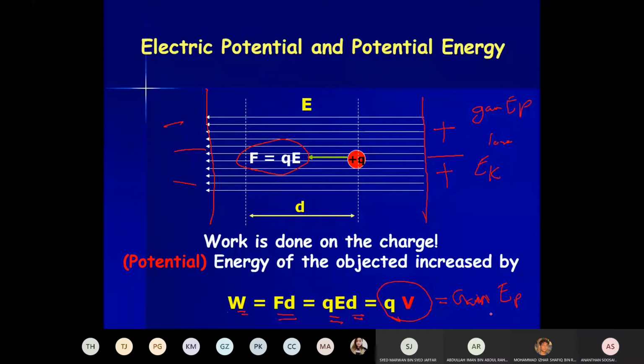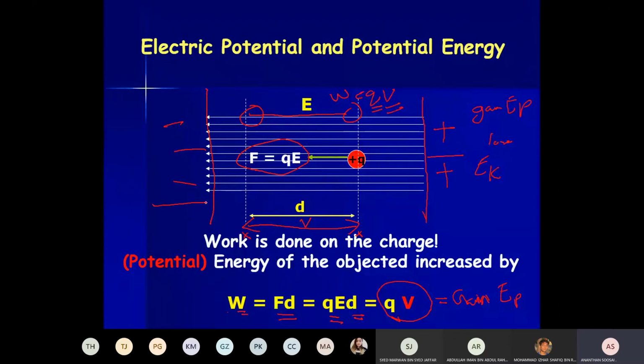Yeah. So if the charge is moving from right to left, then the work done is still going to be Q times V. What is Q? Q is the charge possessed by the particle. What is V? V is the potential difference between the beginning and the end point. It's called potential difference.